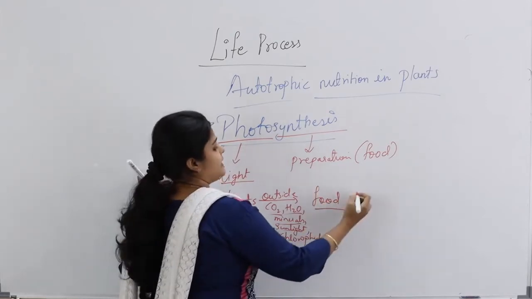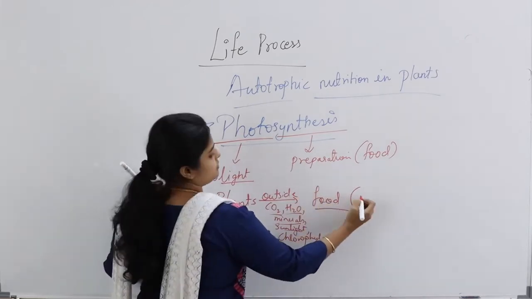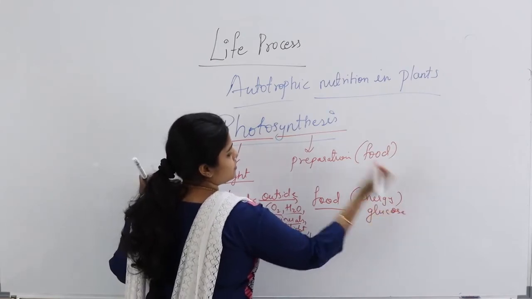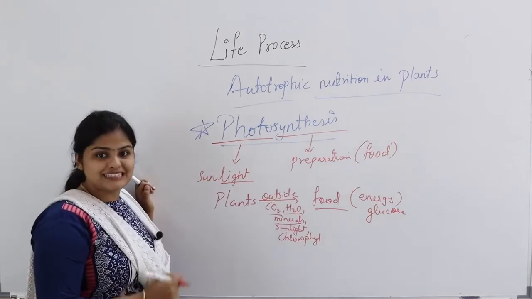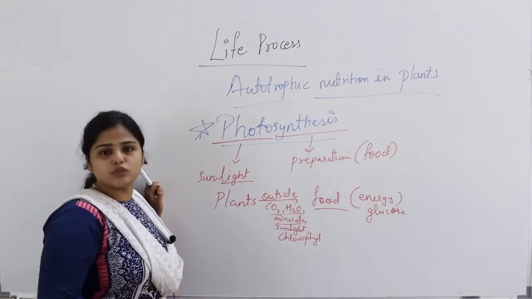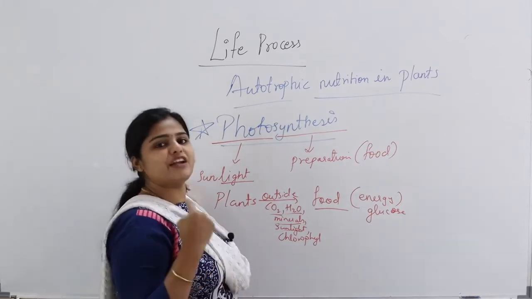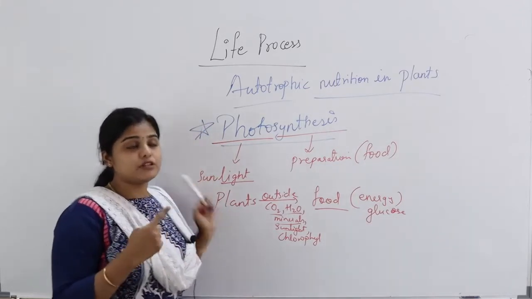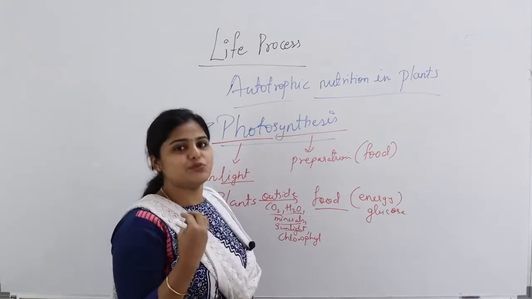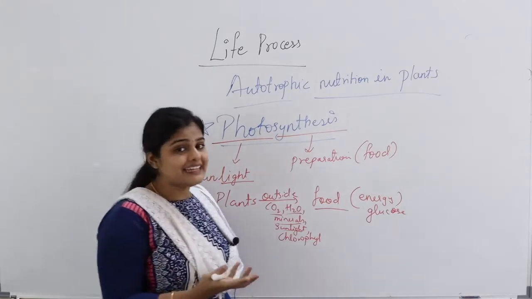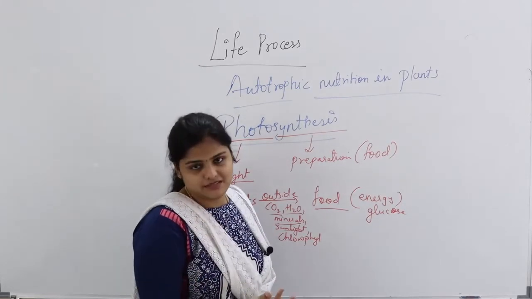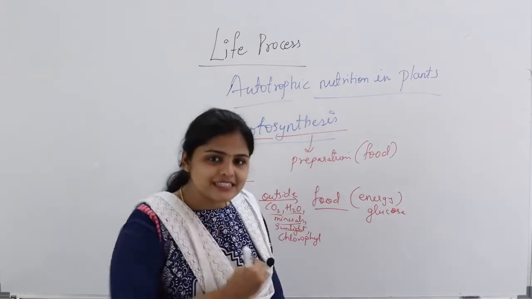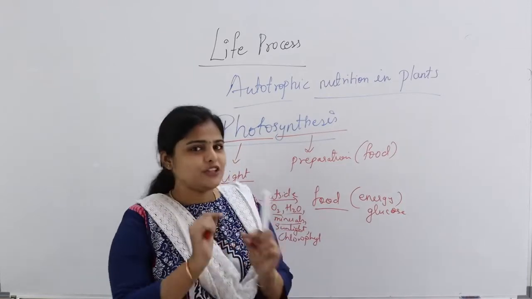What is that food? It is in the form of energy. What is that energy? That is glucose. Clear everyone? So what is photosynthesis? The best definition for photosynthesis is where the plant takes things from outside, carbon dioxide, water, minerals, and sunlight, with the help of chlorophyll. They are going to prepare the food, and that food is in the form of energy. And what is that energy? It's glucose.